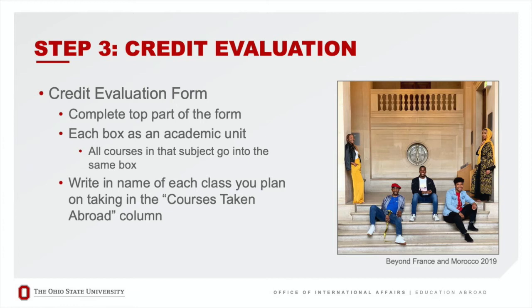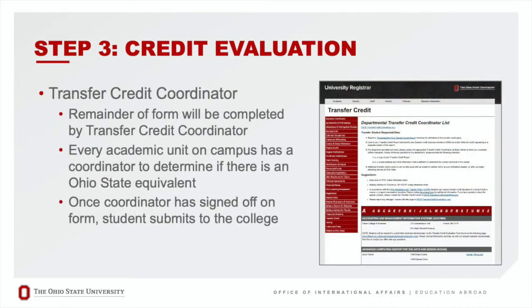If you plan on taking a lot of different classes, you might need multiple forms. Write in the name of each class you plan on taking in the Courses Taken Abroad column. The remainder of the form will be completed by a transfer credit coordinator. Every academic unit on campus has a transfer credit coordinator who determines if there is an Ohio State equivalent and what it is.